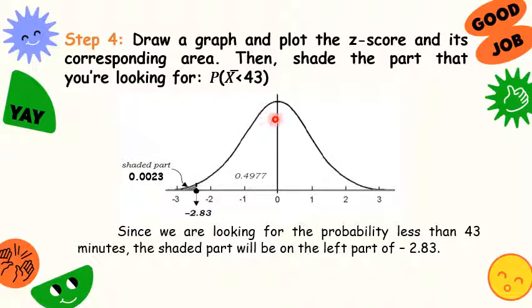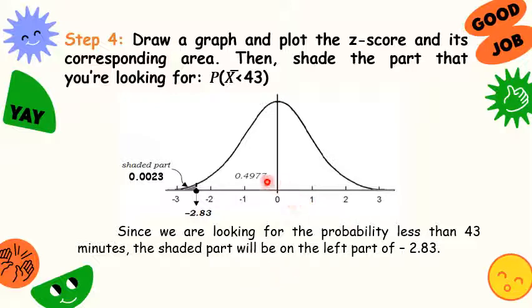Kagaya ng sabi ko, every time na gagawa kayo ng graph o ng bell shape ng normal curve, kailangan yung z-score na yung ilolocate natin dito. So, ito na yung negative 2.83. And since ang hinahanap natin ay less than 43, so ang shade natin syempre ay yung nasa gawing kaliwa. No? Ito yung 0.0023. Kung mapapansin nyo, tama lang na itong nasa kaliwa yung may shade, kasi yung 0.0023 ay napakaliit lang yan. Kaya tama lang na ito yung part na may shade.